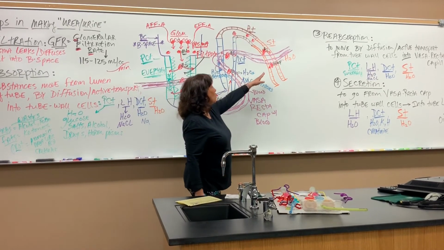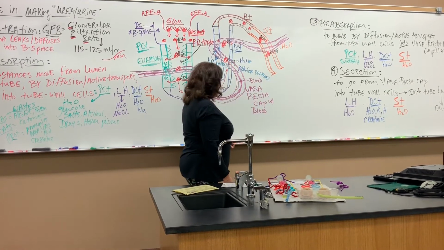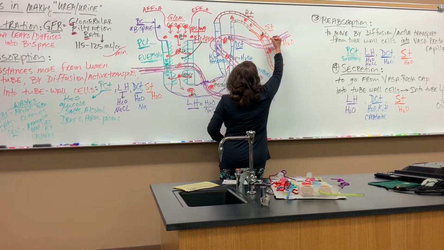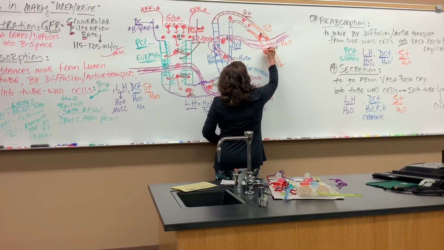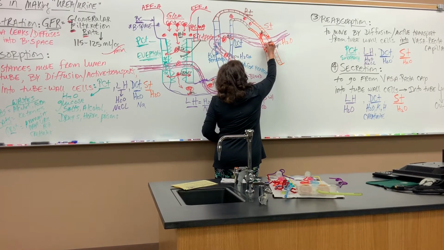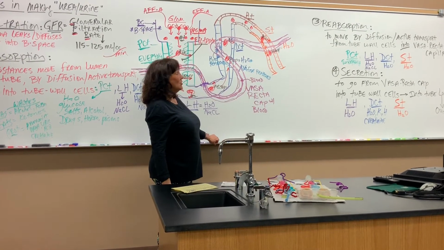Water is the only thing that gets reabsorbed also in the straight tube. Again, you'd have to have water sitting in these cells underneath, and then it will go back and get reabsorbed into the blood. So that's easy.